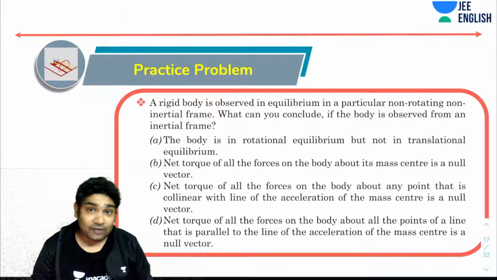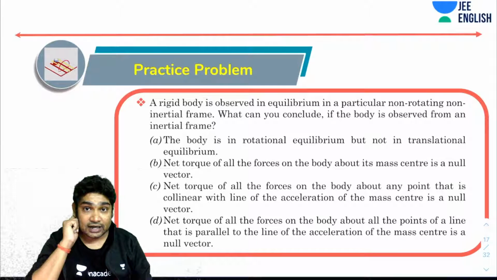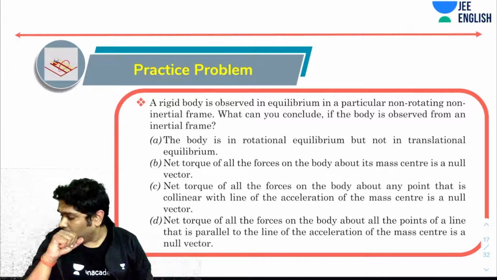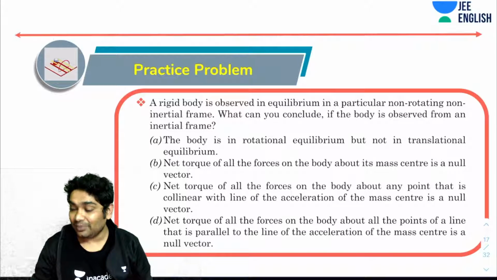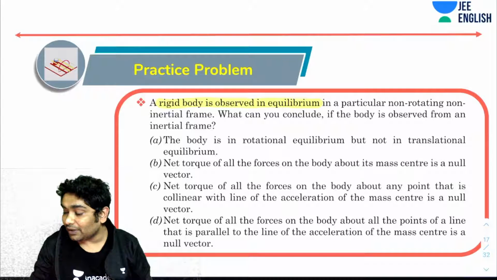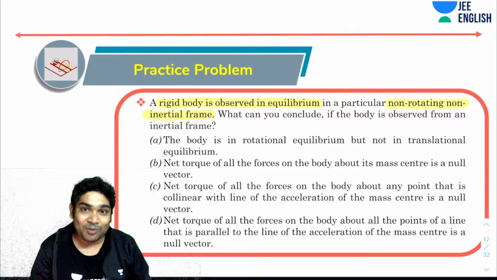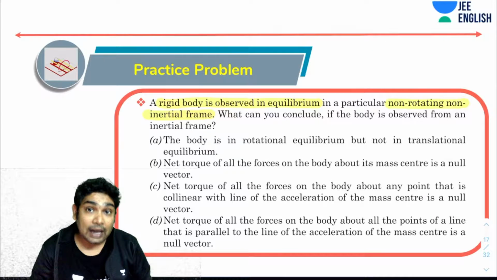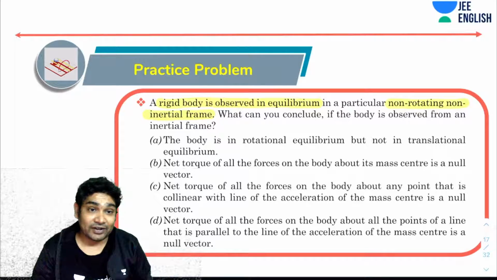So this is a theoretical question, but I found this really nice, and I thought a lot of people don't think about this. So that is why I wanted to discuss this. You've been told a rigid body is observed to be in equilibrium in a particular non-rotating, non-inertial frame. So please be careful about the language. The rigid body is observed to be in equilibrium from a particular non-rotating, non-inertial frame. So the reference frame from where you see the body to be in equilibrium is a non-rotating and a non-inertial frame. Now, what can you conclude if the body is observed from an inertial frame?